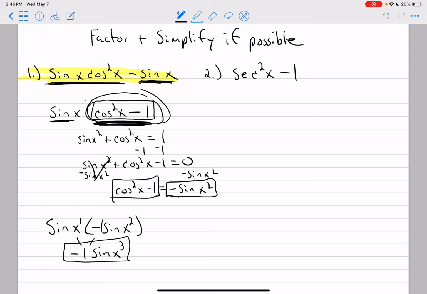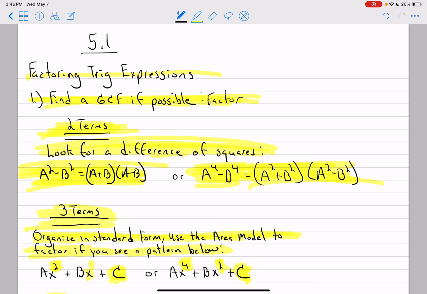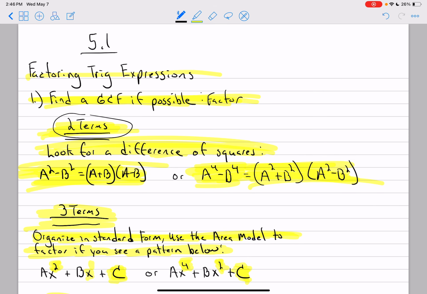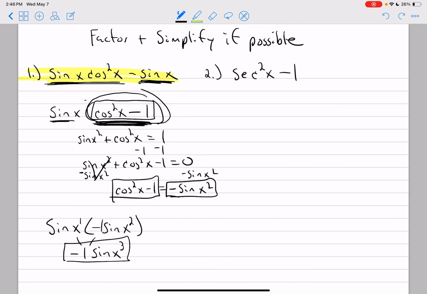My second thing says if there are two terms, right? This has 2 terms, so that's looking good. Look for a difference of squares, a squared minus b squared, or a difference of fourths, a to the fourth minus b to the fourth. Well, this is a squared, secant squared, and 1 is a square because the square root of 1 is 1. The square root of secant squared is secant. So both of those are perfect squares.